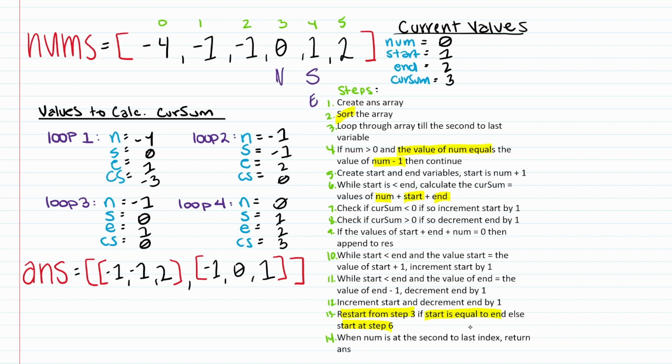If start is equal to end, then we're going to start again at step 3. So num moves up by 1. Start is num plus 1, so start's here. End is also at the end. So start equals end, we're done, and now we're just going to return our answer. And this right here is our answer.